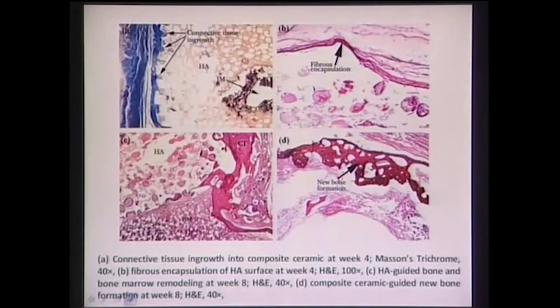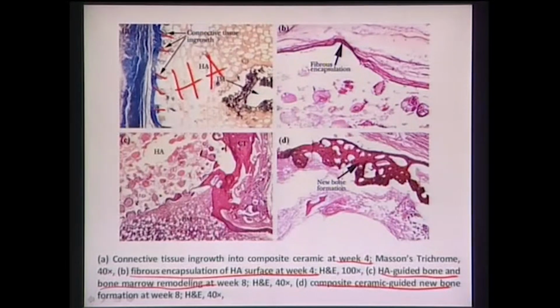Okay, this shows connective tissue ingrowth into the composite ceramic at week 4. And this is the fibrous encapsulation of hydroxyapatite at week 4, and hydroxyapatite bone and bone marrow remodeling at week 8, and composite ceramic new bone formation at week 8. Let's go through one by one. Now this one is the connective tissue. After staining, you can see that this connective tissue is growing inside the hydroxyapatite. This entire material is your hydroxyapatite. This entire region is your natural tissue.